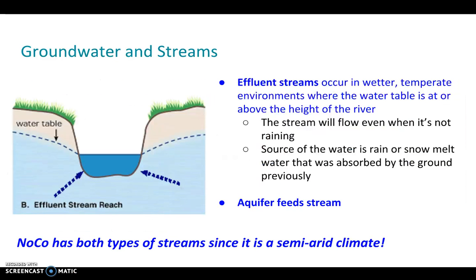Effluent streams occur in wet, temperate environments where the water table is at or above the height of the river. So this means that the water table is feeding the river. So the river isn't going to dry up unless the entire aquifer dries up. And northern Colorado has both of these types of streams since it's a semi-arid climate.